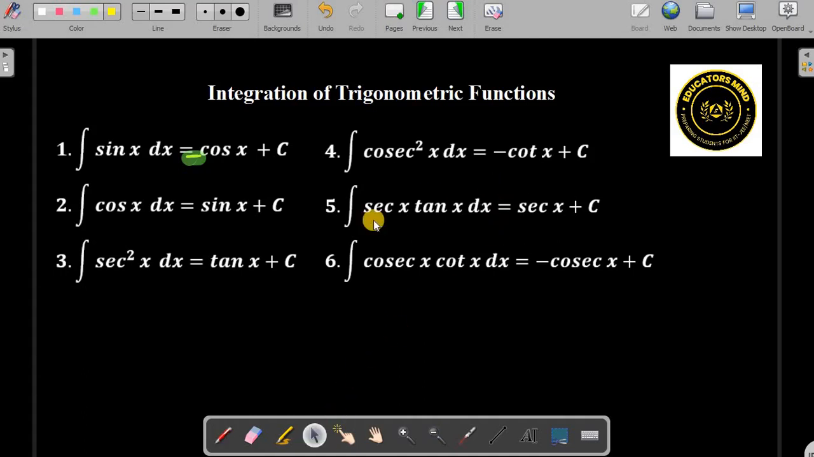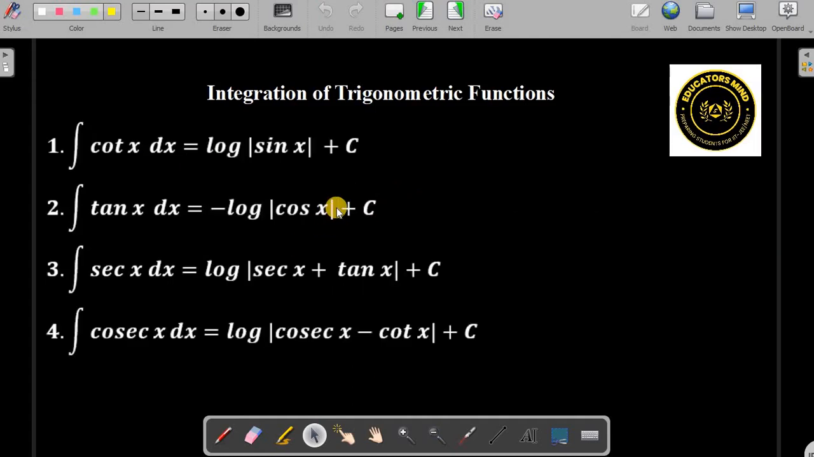Some of these formulas you can remember because differentiation is the opposite of integration, right? But some of the formulas you purely have to remember, nothing you can do. For example, here if you see, cot x integration is log sin x, log means the base is e, you can say ln sin x, okay? And similarly, tan x dx is minus ln mod cos x. Mod, because log cannot be negative, that's why mod is put here.